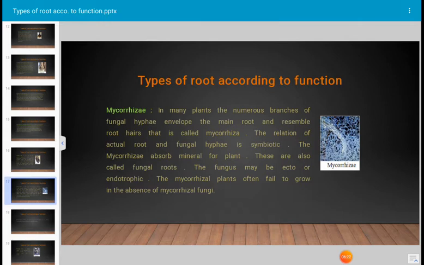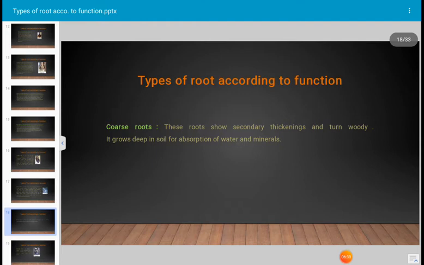These are also called fungal roots. The fungus may be ecto or endotrophic. Ecto means externally visible. Endo means when it is present inside the tree root. The mycorrhizal plants often fail to grow in the absence of mycorrhizal fungi. Coarse root. These roots show secondary thickenings and turn woody. It grows deep into the soil for absorption of food and minerals.